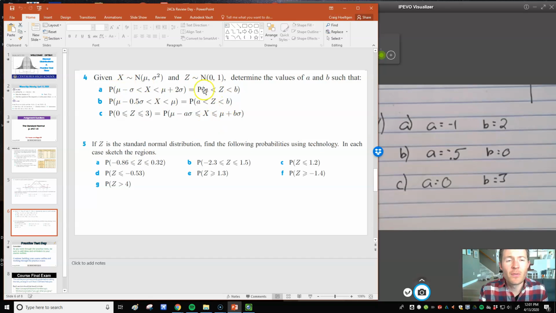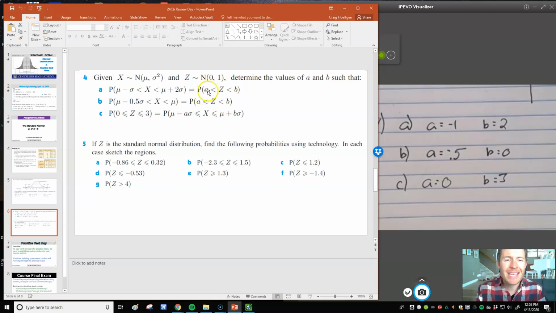What I really want to go over is question 4. This one probably feels weird to a lot of people early on. Some variable X is distributed normally with some mean and some variance. And Z is distributed normally also, but its mean is always 0 and standard deviation is always 1. Determine the values of A and B such that... In terms of X here, it's saying 1 standard deviation below the mean, and this is 2 standard deviations above the mean. So if we're going 1 standard deviation below the mean, what Z value does that correspond with? 1 standard deviation below the mean corresponds with a Z value of -1.